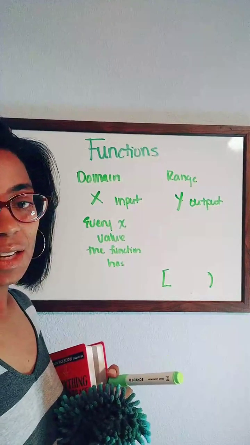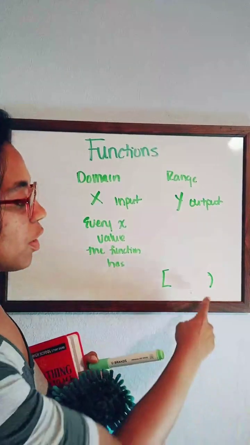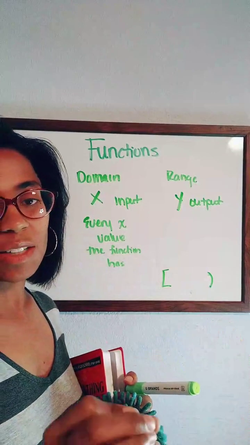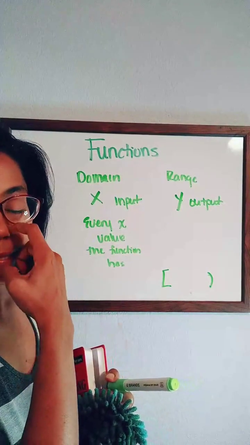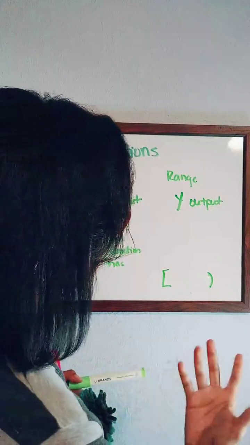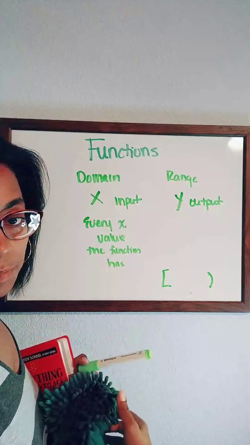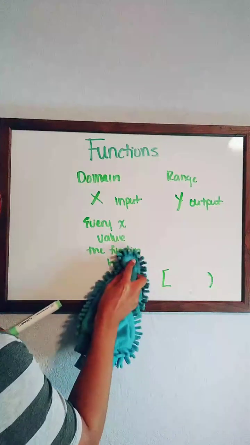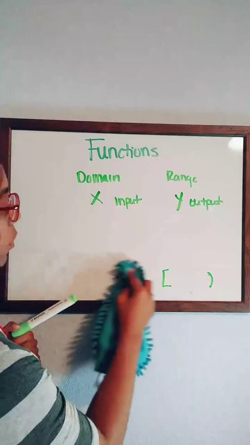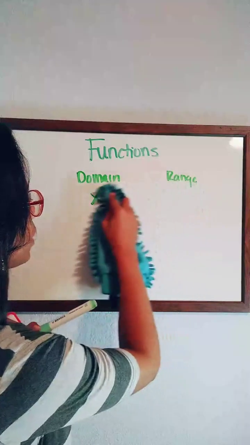So Lex, yes, you can only put a parentheses around an infinity sign because it is not going to be included in the solution set. So that's definitely the right way to write it. Very good. Very good, Lex. Very good.